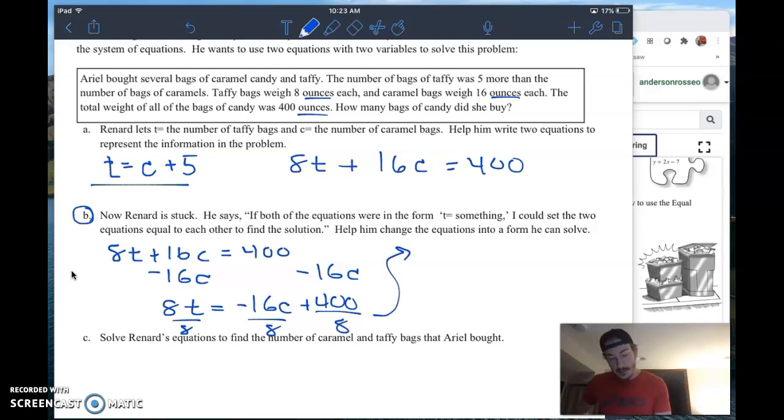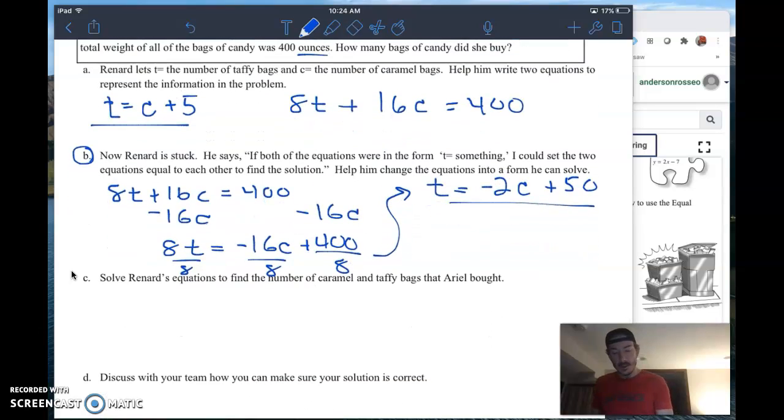When I do that, I'm sorry for my spacing here, I get T is equal to negative 16 divided by 8 is negative 2C, and then 400 divided by 8 is 50. So now I've got 2 equations with T by itself on the left-hand side. Okay, now check this out. This is where the equal values method comes in. If I set those up like that using each equation, I can now set those parts equal to each other, right? Because they're both equal to T.